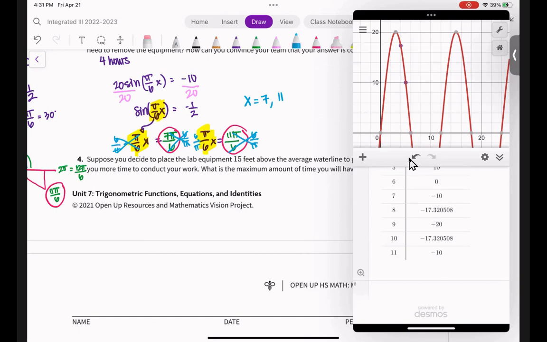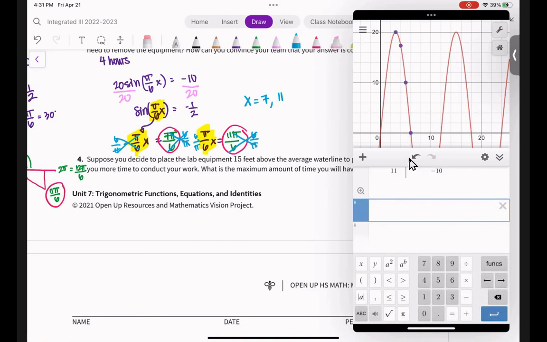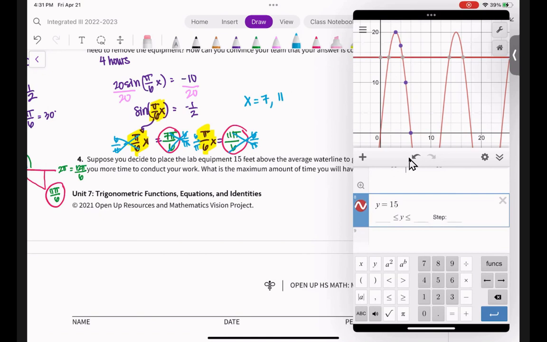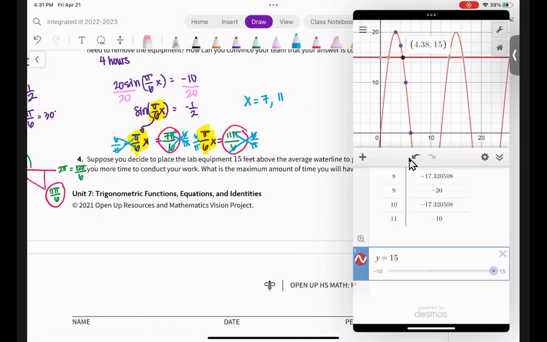Okay, now that you're back, I wanted to show you how to do this graphically and algebraically. The first thing I'm going to do is graph the line y equals 15, because that's basically what I want. And now you can see my two solution points at 4.38 all the way to 13.62, right? So those are going to be my two answers.